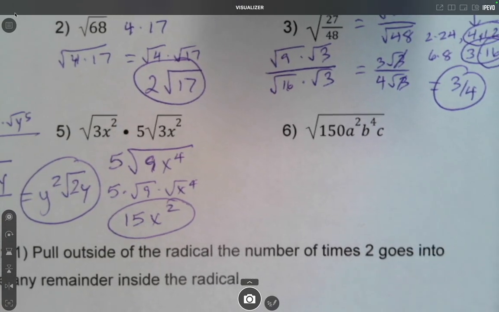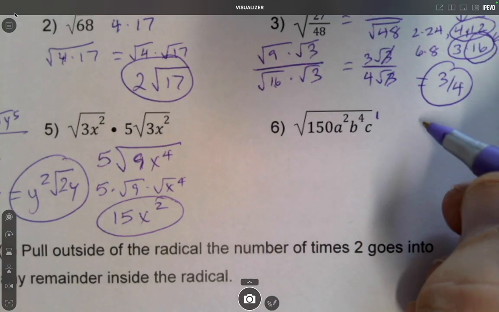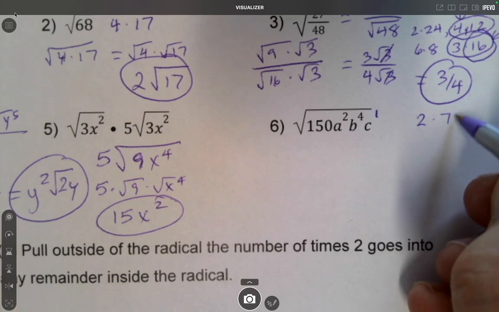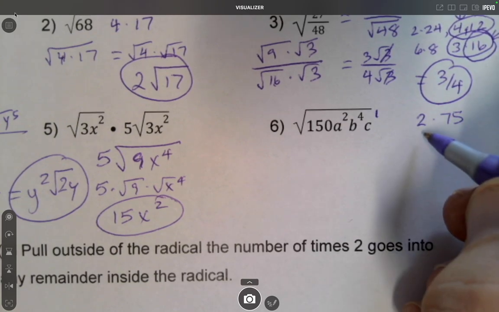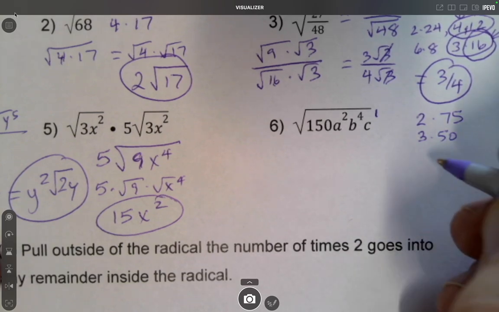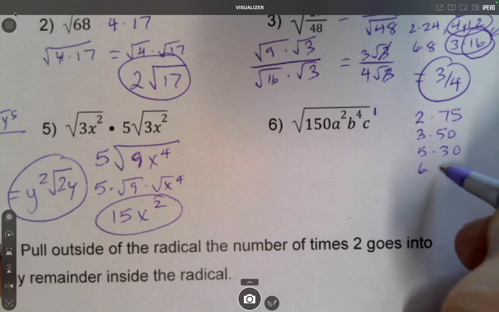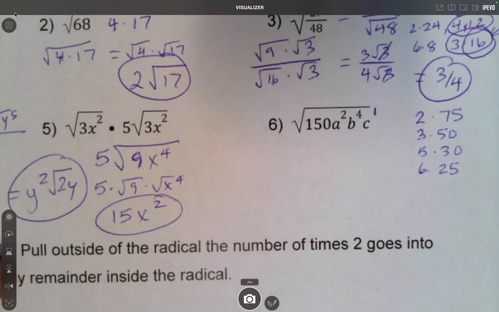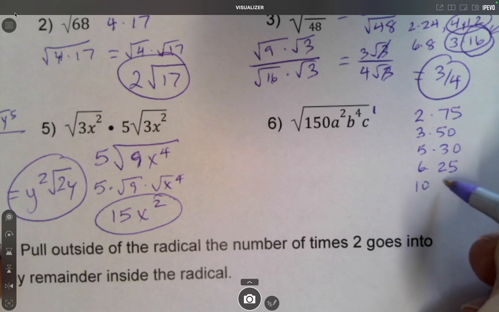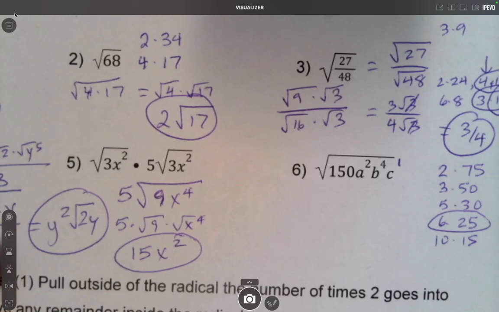Last one, square root of 150 times a squared, b to the 4th, c to the 1st. Okay, so let's think about the 150 first. I could do 2 and 75, no perfect square there. I could do 3 and 50, no perfect square there. I could do 5 and 30, no perfect square there. We could do 6 and 25. There we go, 6 and 25. Because the only other combo, I think, is 10 and 15. So the only perfect square we see is the 25.